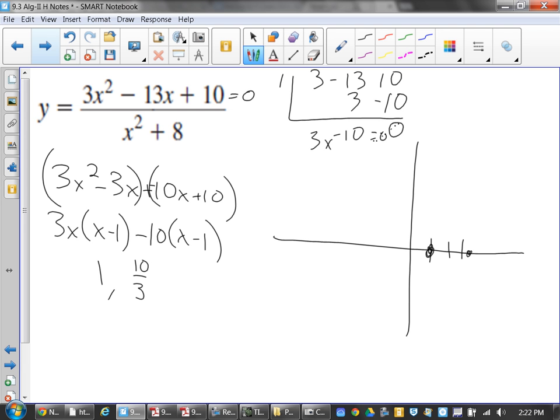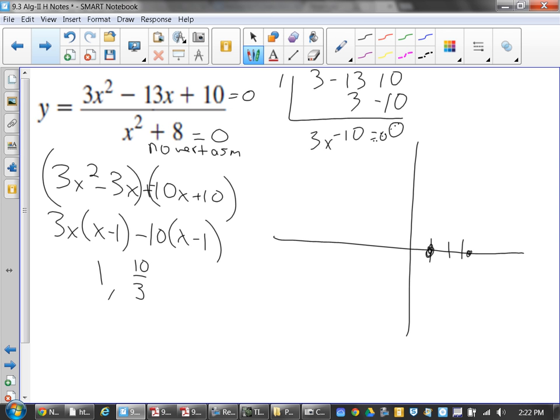Now when I talk about the denominator, I'm looking for the zeros of the denominator. Will I get a real answer here? No. So do I have a vertical asymptote? No. There's no vertical asymptote, because it's a non-real solution. I'm looking for real solutions for my asymptote. So now I go to the next step.